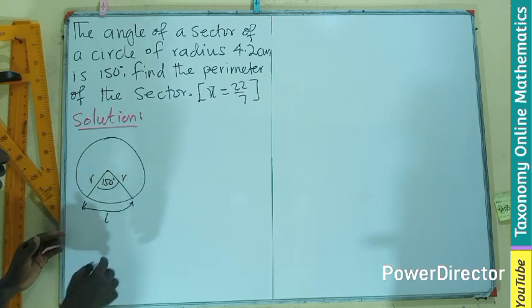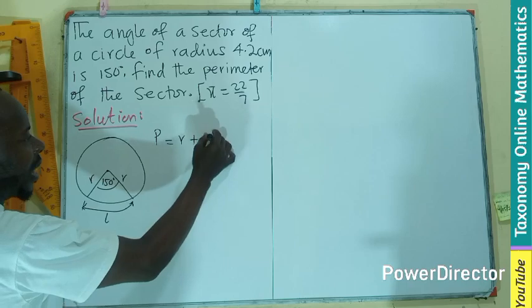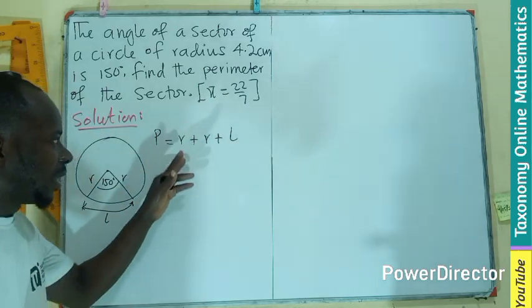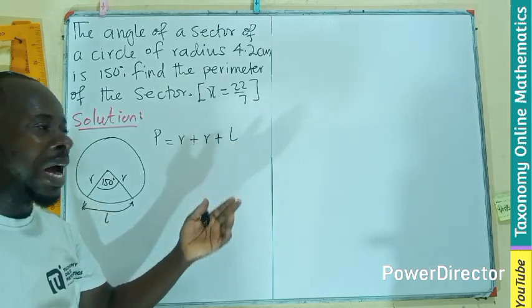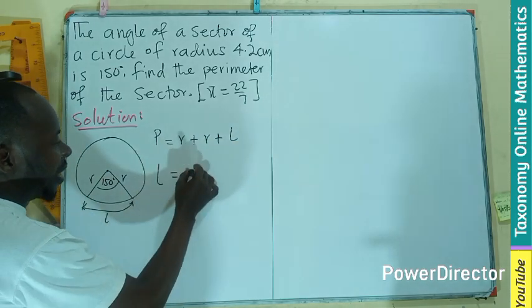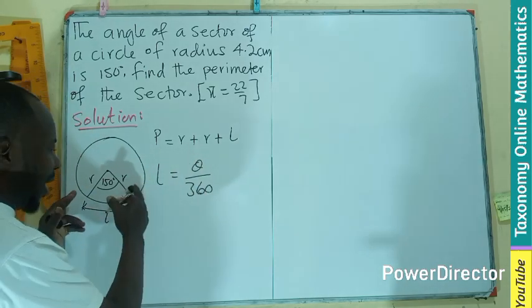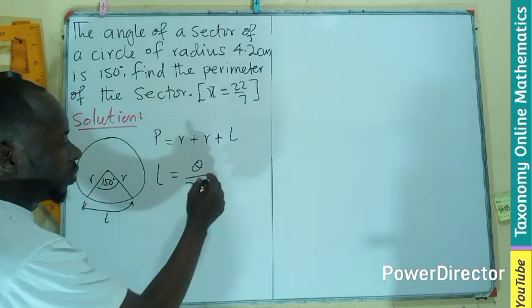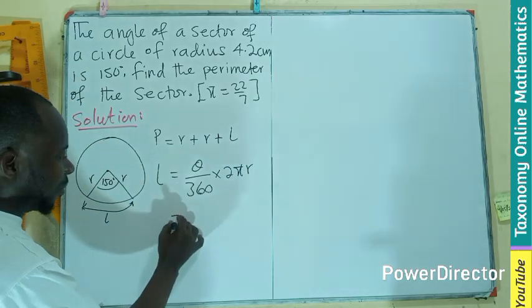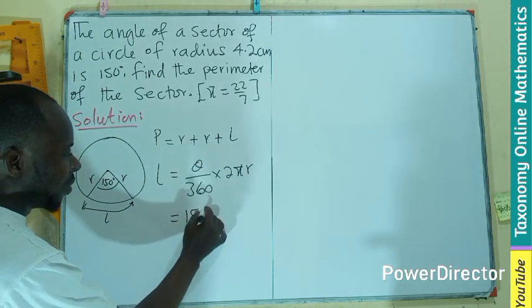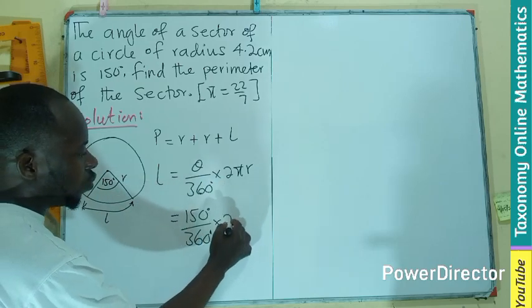So to find the perimeter, I know the perimeter is going to be the R plus what? The L. The R is the radius in the question. So the only thing I need is the length of the arc. And finding the length of the arc is theta over 360 times what? The length is on a circumference. So that gives us 2 pi R. So just substitute your 150 for the angle divided by 360, which will also be an angle, times 2.